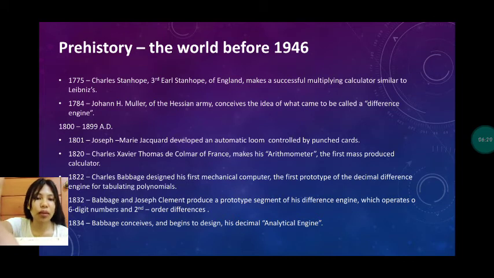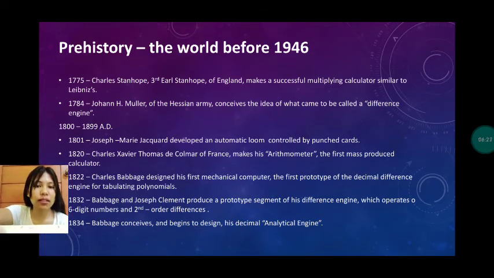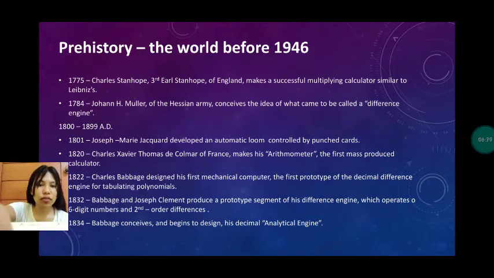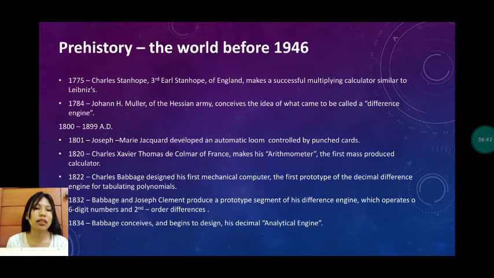So in 1832, Babbage and Joseph Clement produced a prototype segment of his difference engine, which operates on 6-digit numbers and second-order differences. In 1834, Babbage conceives and begins to design his decimal analytical engine.